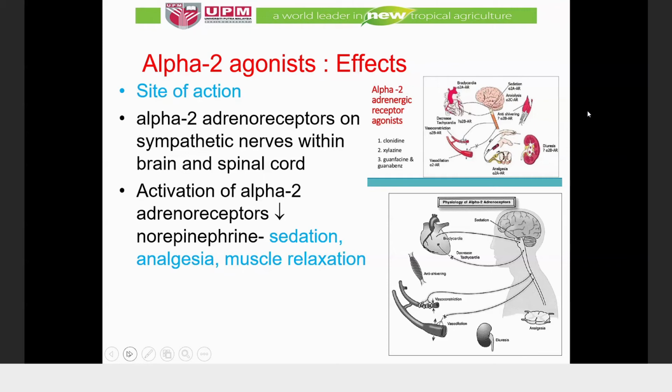Norepinephrine and epinephrine, adrenaline and noradrenaline, when they are released, cause an increase in heart rate, right? And cause vasoconstriction and an increase in blood pressure. So you see again the effect of this drug is similar to that of the previous benzodiazepines. When alpha 2 adrenoceptors are activated, it will decrease norepinephrine. The results will be sedation, analgesia, and muscle relaxation.